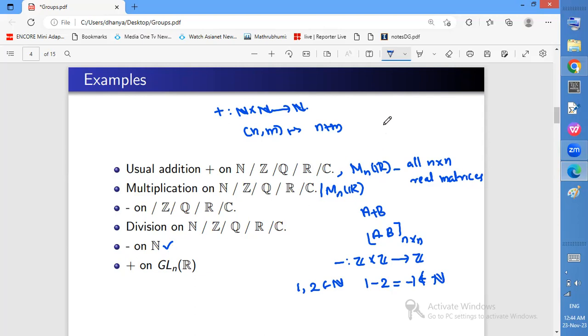Now for two elements A and B, the image of that pair under the binary operation star, that is star of A, B, is usually denoted by A star B.